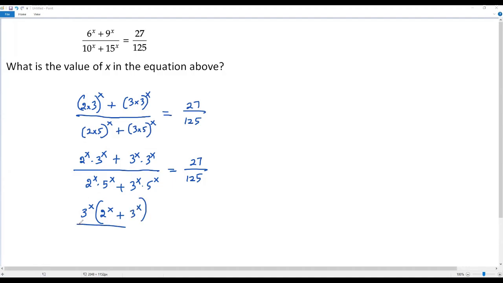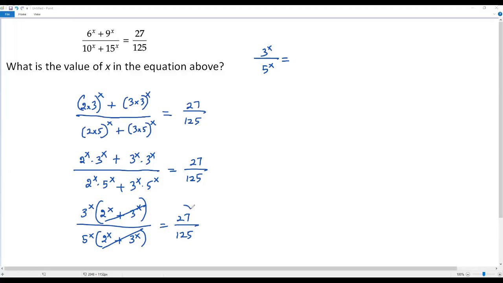Divided by, here we can factor 5 to the power of x out. Okay, let me factor 5 to the power of x out. Now we are left with 2 to the power of x in the first term, positive, 3 to the power of x in the second term equals 27 over 125. We can cancel this one and this one. So we get 3 to the power of x divided by 5 to the power of x.